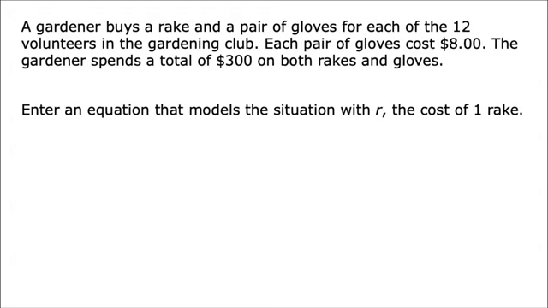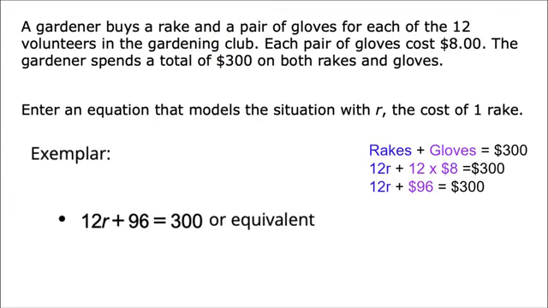Okay, now that you worked on the problem, let's see if you created the correct equation that mimics the expression we have written out in this word problem. If you said 12R plus 96 equals 300, or something similar to that, that is the correct answer. How you want to break this down is, you have rakes and you have gloves, and both of them in total cost $300, because that's what it says. Both rakes and gloves cost $300, so that is written right here.